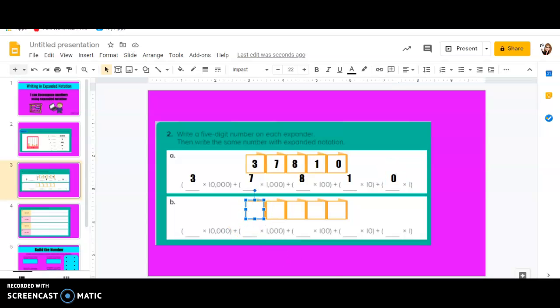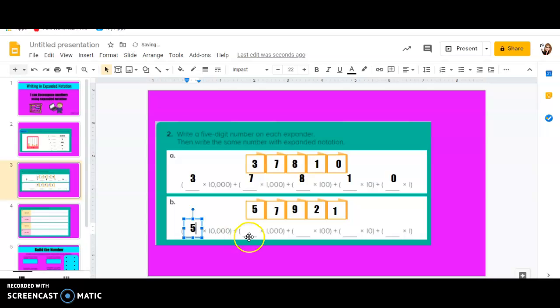So let's do this again. Let's make another number. So we're going to use the number 5, the number 7, the number 9, the number 2, and the number 1. And so just like before, I'm going to copy each digit from their place value to match with the place value that is listed below. So for the 10,000s, I have a 5. For the 1,000, I have a 7. For the 100, I have a 9. And for the 10, I have a 2. And for the 1, I have a 1.